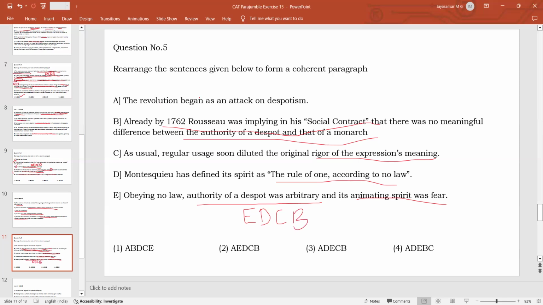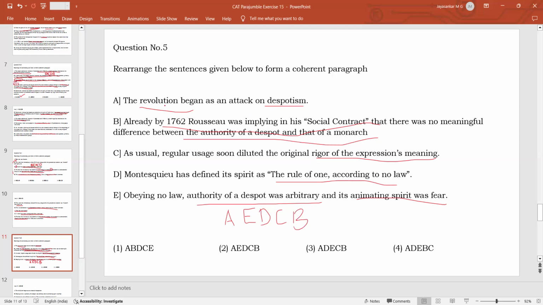The revolution began as an attack on despotism. So this sentence does not match after we talk about this. So you can say that this could be a good opening sentence. So A can be an opening sentence. First we introduce the concept of despotism by talking about a revolution which began against despotism. So that is how you introduce a particular topic.